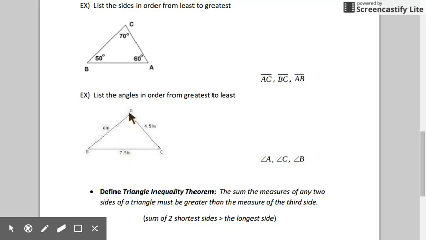So angle A is the biggest. 6 inches comes next. So across from that is angle C, that would be in the middle. And then the smallest side length is 4.5 inches. So across from that is going to be the smallest angle. So angle B is our smallest angle.